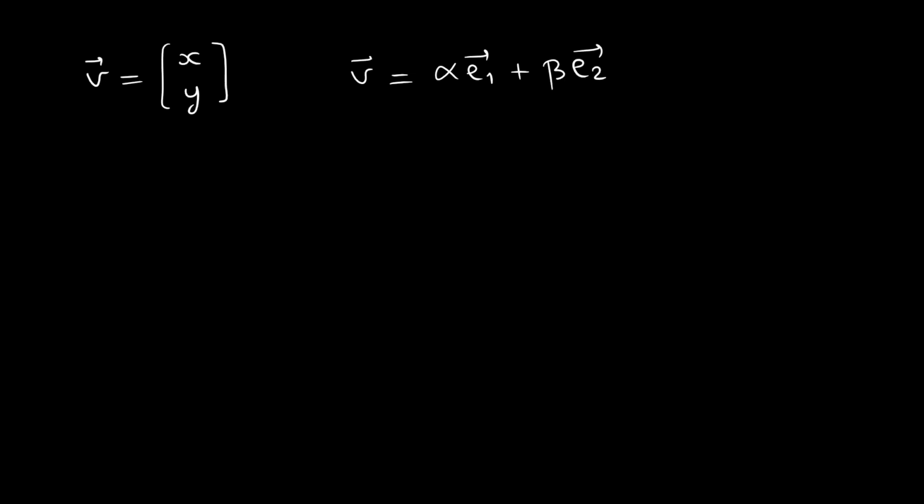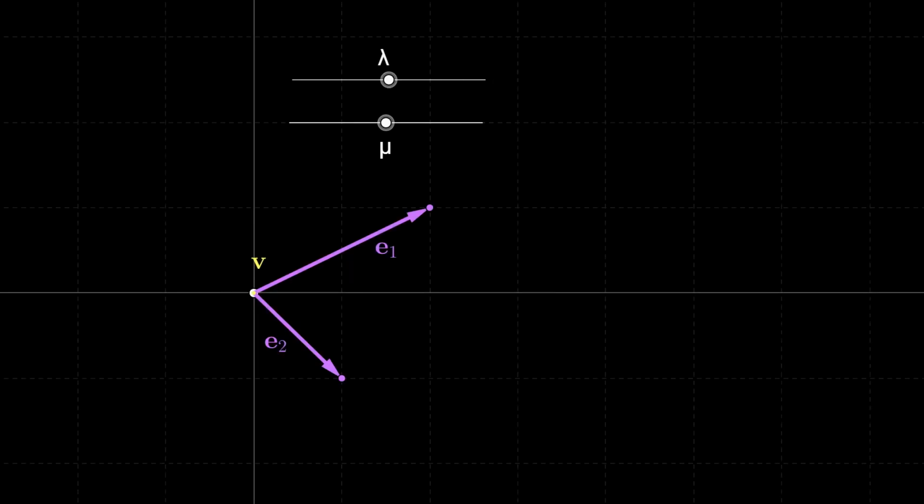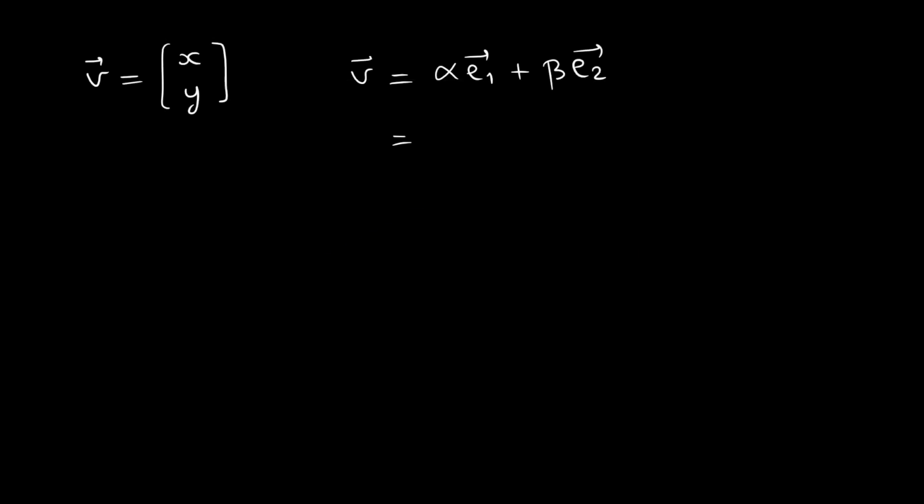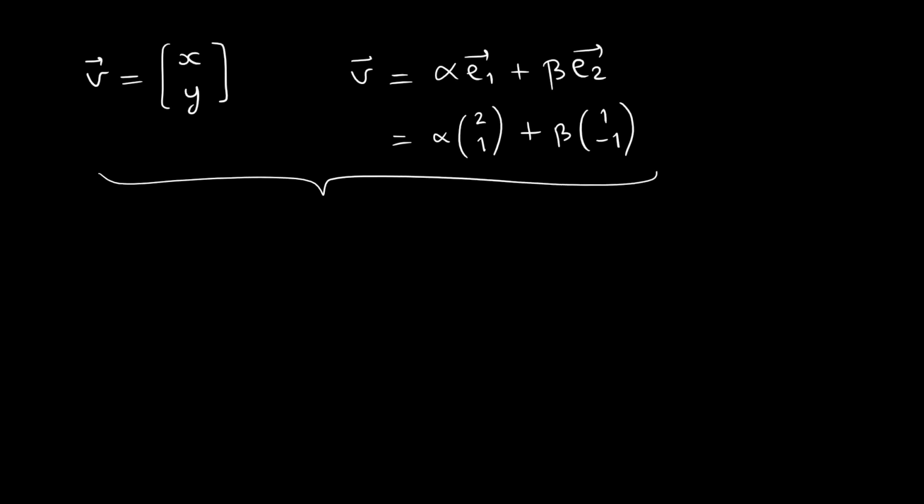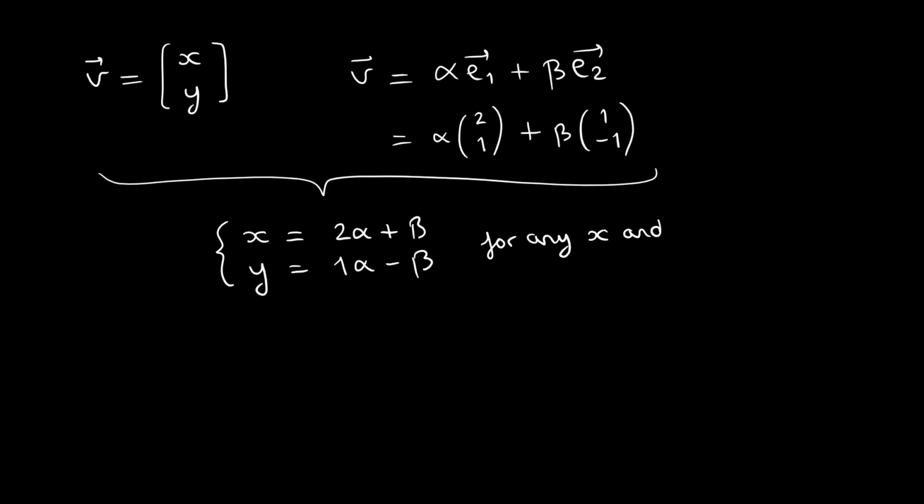We can also prove it analytically. For example, we want to prove that any vector v in two-dimensional space, which can be written as (x, y) for any value of x and any value of y, can be also written as a linear combination alpha e1 plus beta e2. Looking back at vectors e1 and e2, we see that the first is the vector (2, 1), and the second is the vector (1, -1), so we can substitute this. Now, combining these two equations, we can write the system of equations x equals 2 alpha plus beta, y equals 1 alpha minus beta. So we need to find the values of alpha and beta that satisfy this equation for any value of x and y.